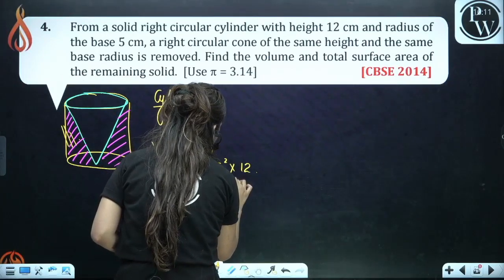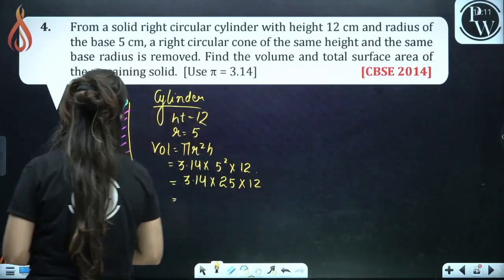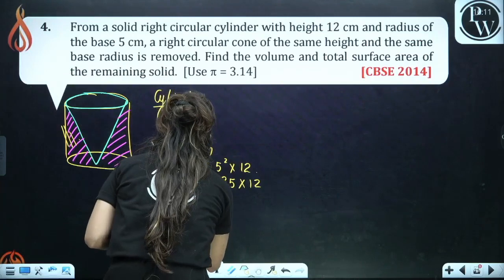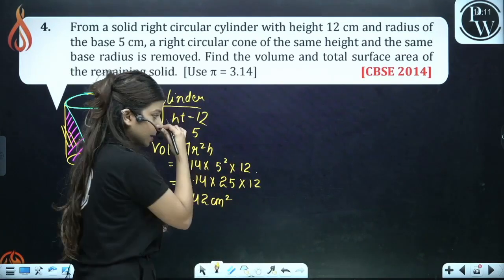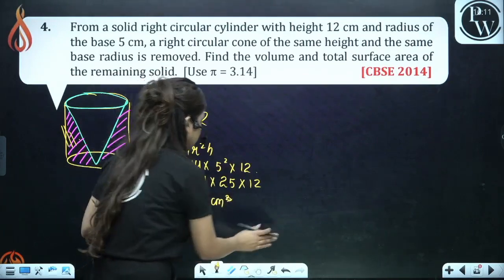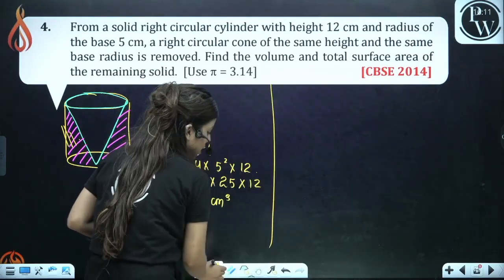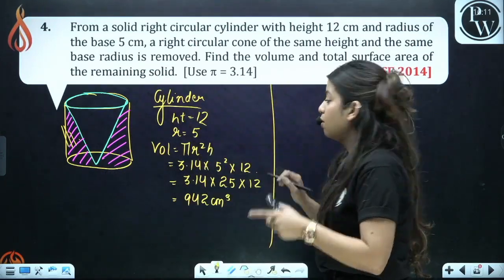3.14 into 25 into 12. Is it clear till here? I hope it is. Multiply it and you will be getting 942 centimeter cube. This will be the volume of your cylinder. Now, second case, talking about the volume of your cone.